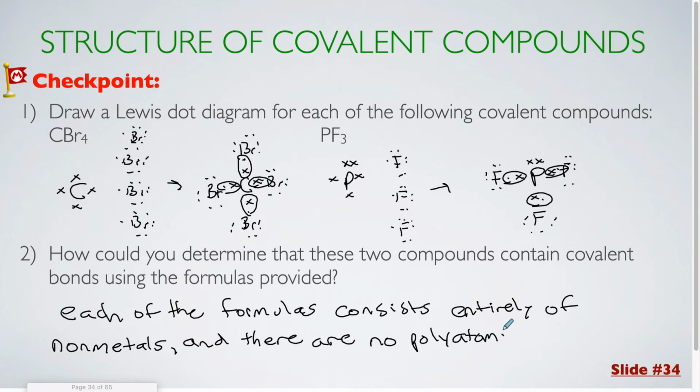You might remember from one of our previous videos that there are instances where you can have covalent bonding where there are all nonmetals, but you would have to have a polyatomic ion in order for that to occur.